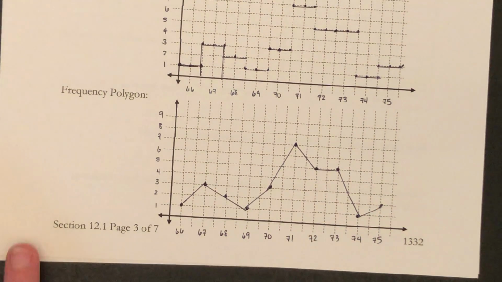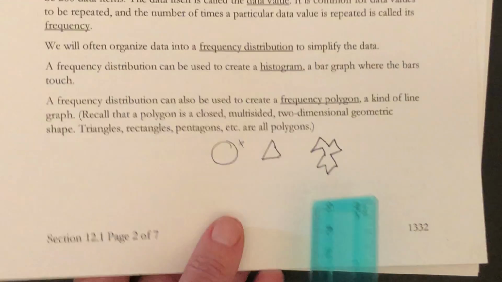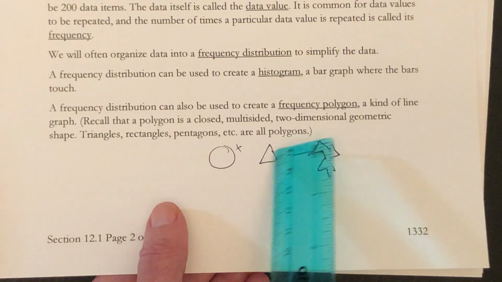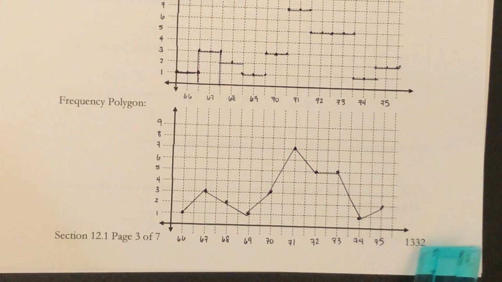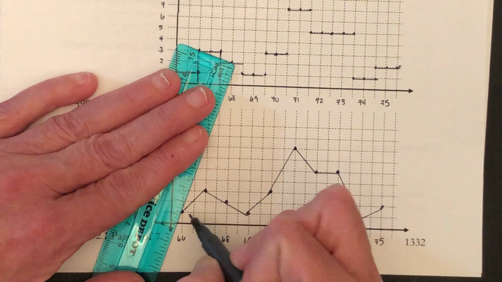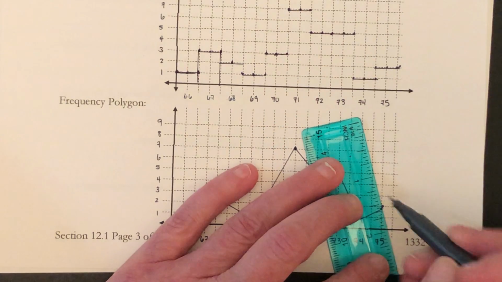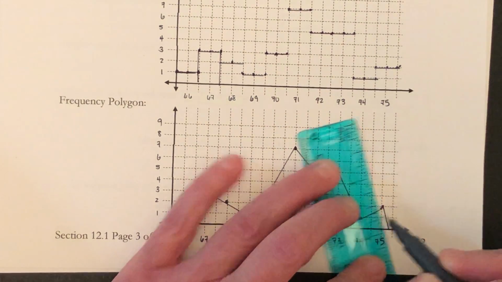Okay, now remember how we said that polygon had to be closed? I mean, you couldn't have it open. Right here, we don't have it open. We have a bunch of different straight lines, but we don't have it closed. So to complete a frequency polygon, you're just going to drop this down, not in any particular place or order, just close it off like that.